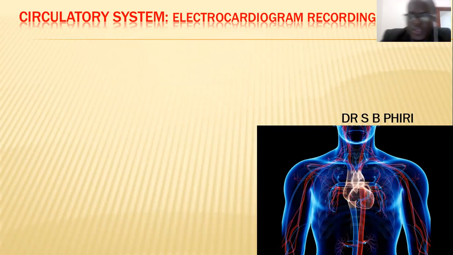This is human physiology. So we've started looking at the circulatory system. So far we've covered about two lectures. Today we'll be looking at lecture 3. In this lecture 3, we'll be just looking at the electrocardiogram recording and also some cardiac arrhythmias. So this is lecture 3.